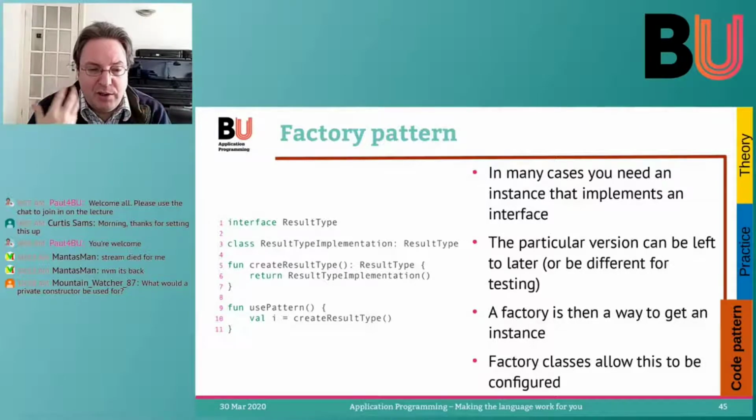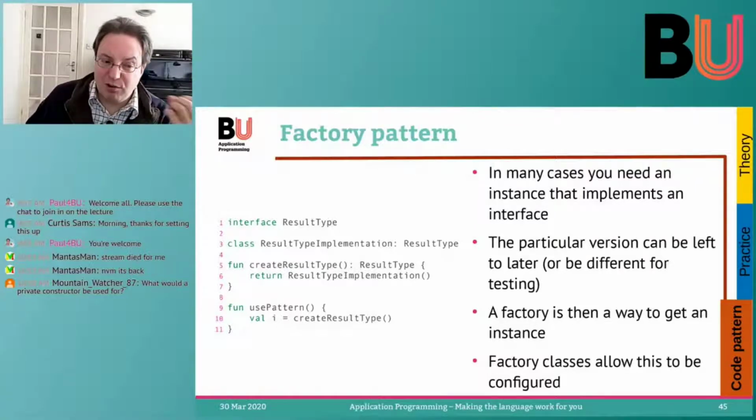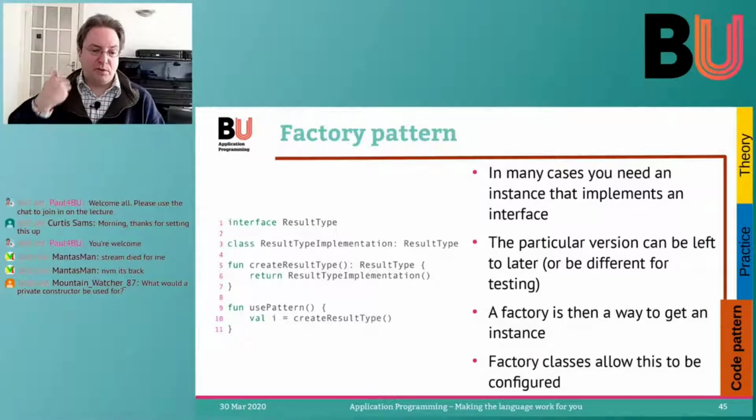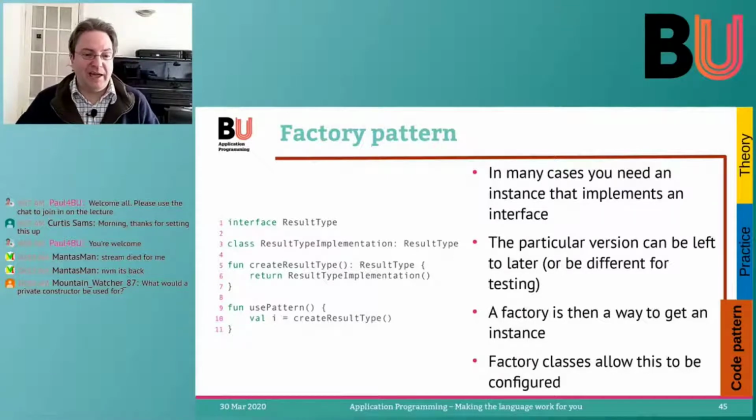And in particular, one of this pattern is that actually we make the implementation often even invisible. So in this case, result type implementation is not invisible, but it could be private. So we say, okay, you can't actually get at the implementation at all. Or the constructor becomes invisible from outside. So you get a result type, but you don't get which implementation.